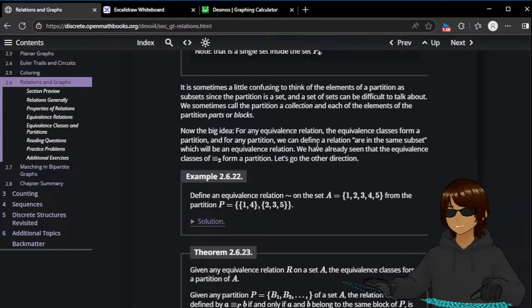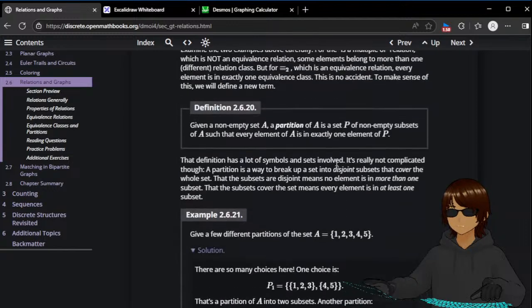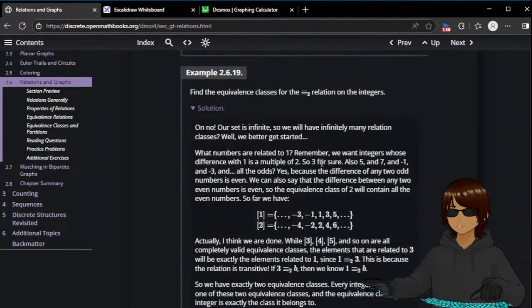And for any partition, we can define a relation or inner subset, which will be an equivalence relation. We've already seen that the equivalence classes of this form a partition. Let's go to the other direction. Okay. So this relation works on all integers.